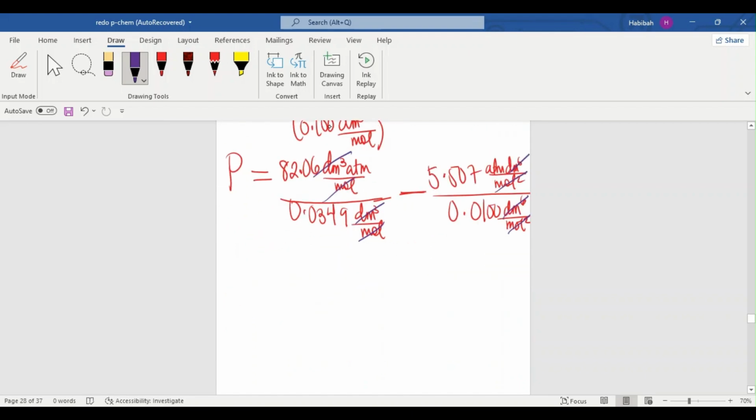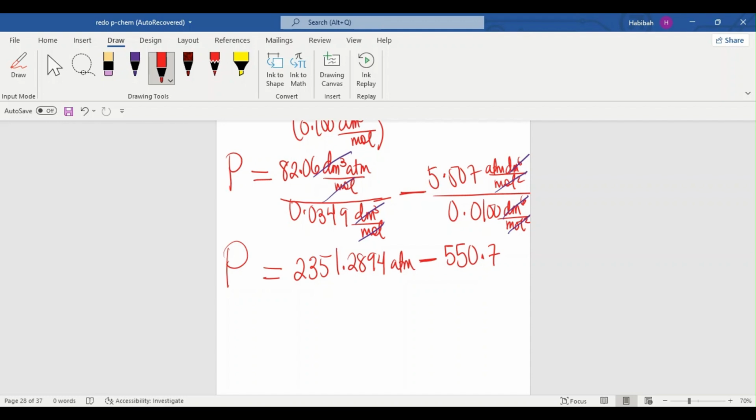So pressure is equal to 82.06 atmosphere, divided by 0.0349, which is just 2351.2894 atmosphere, minus this division here, which is 5.507 divided by 0.01, which is just 550.7. And of course, we still have atmosphere here, just like we did over here. So atmosphere. So we just do a simple subtraction and input that in our calculator.